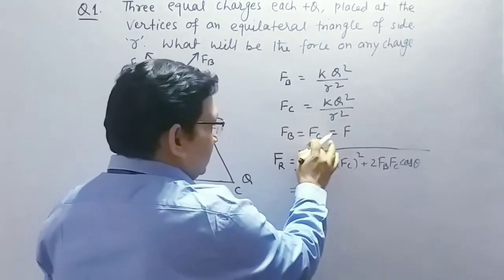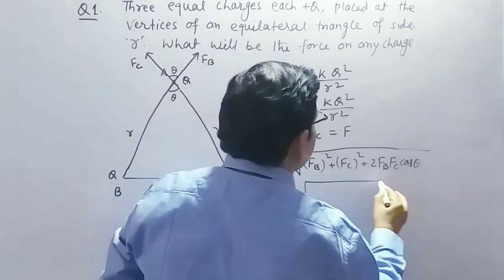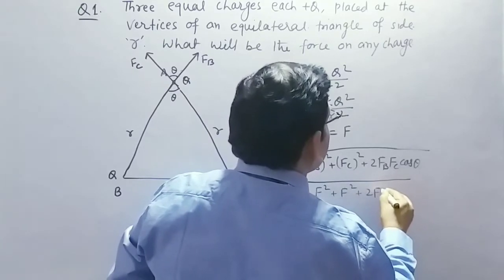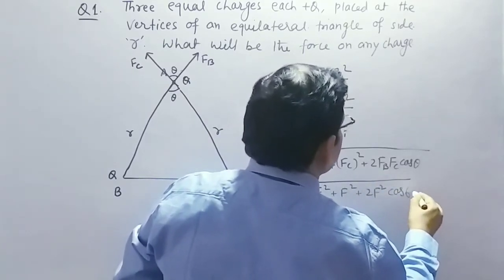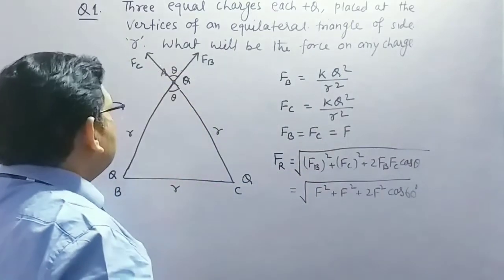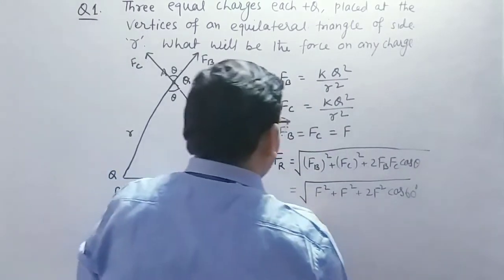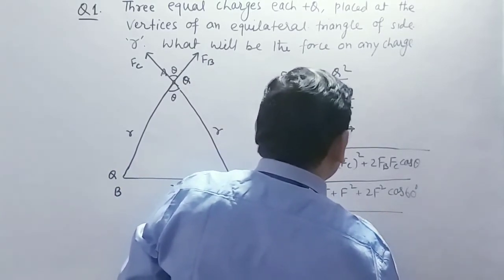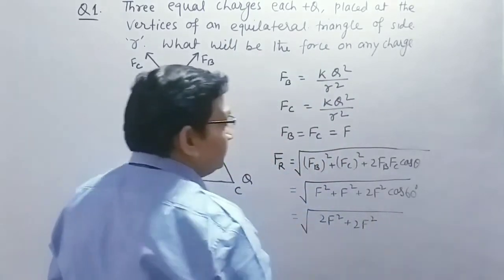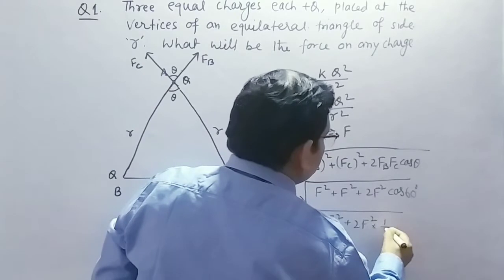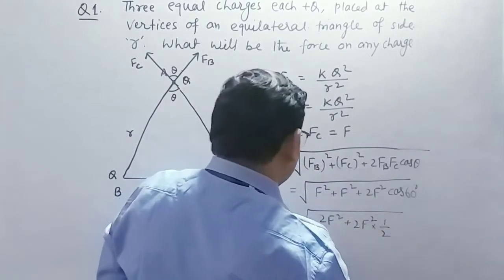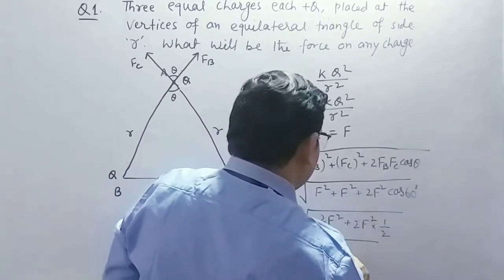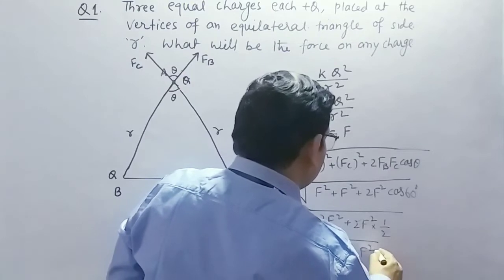The magnitude of force B and force C is equal. Therefore, we have F square plus F square plus twice F square cos 60. The angle between these two forces is 60 degrees, an equilateral triangle. So we have F square plus F square plus twice F square times cos 60, and cos 60 is 1 by 2. Cancel 2. So we have 2F square plus F square.